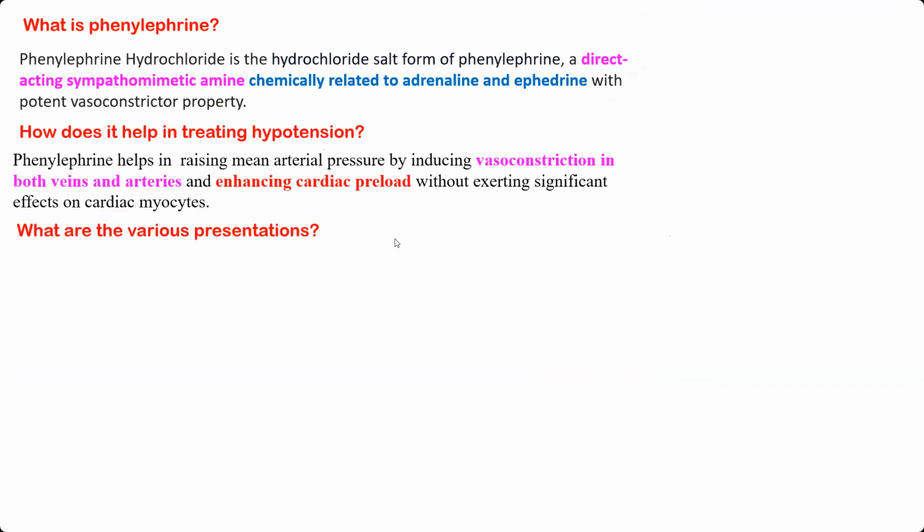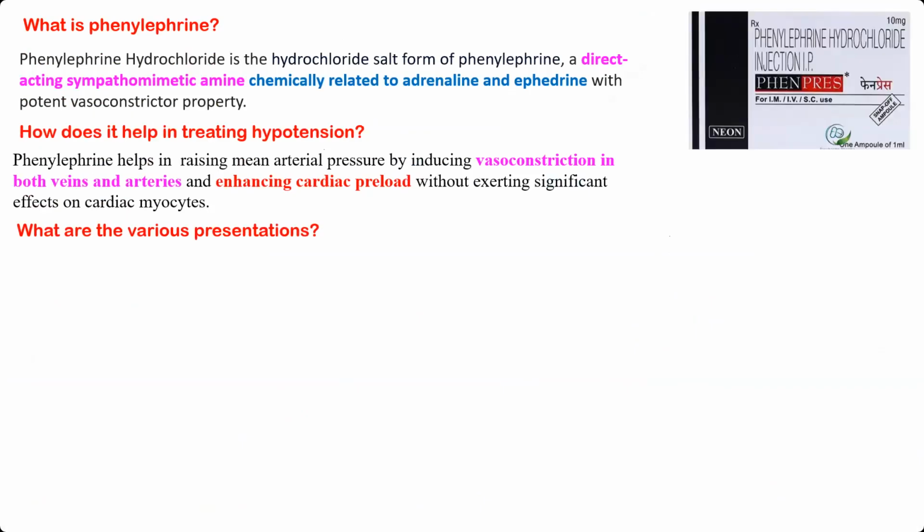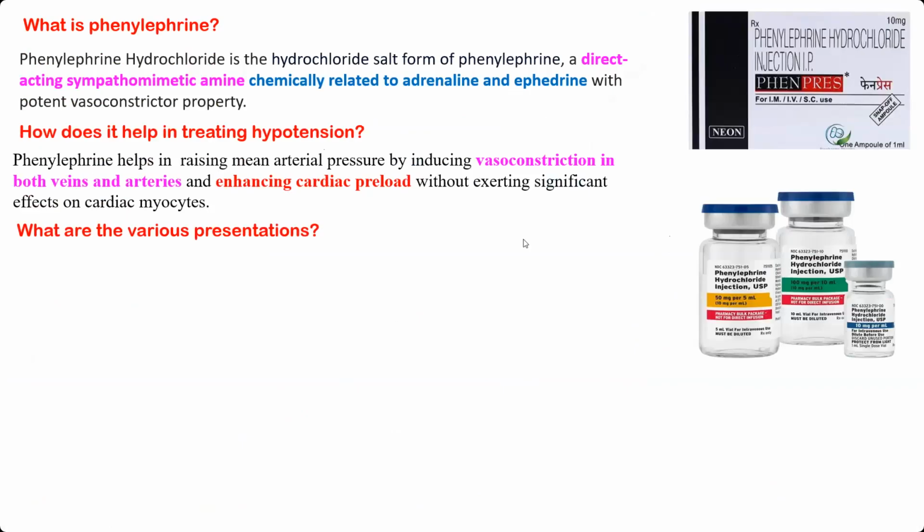What are the various presentations of phenylephrine? It was initially marketed as 10 milligram per ml ampules. Then it became available as 50 milligram in 5 ml and 100 milligram in 10 ml vials also. And now we have 100 microgram per ml, that is 1 milligram diluted to 10 ml, in preloaded syringes, which are not available here but are available in Western countries.